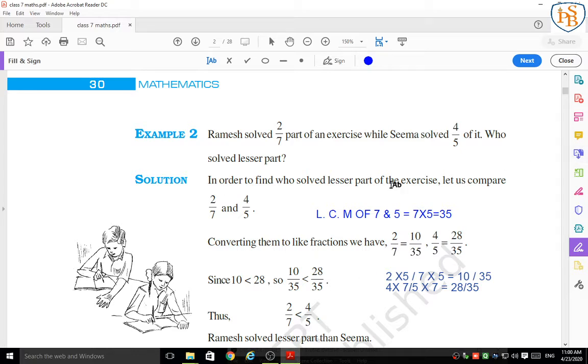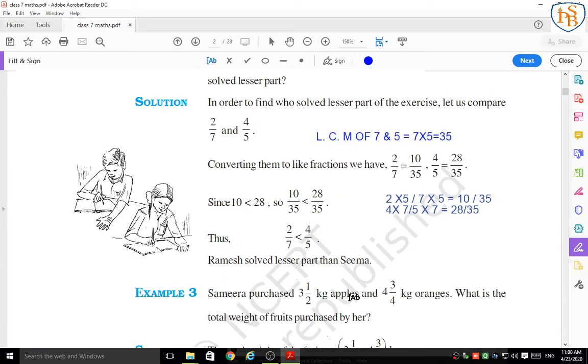But what did they ask? Who solved lesser part? Of course 2 upon 7 part is solved by Ramesh. So Ramesh solved lesser part than Seema. Have you got it? Okay, now we will move forward.